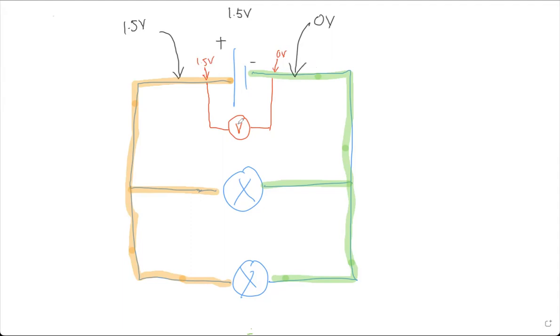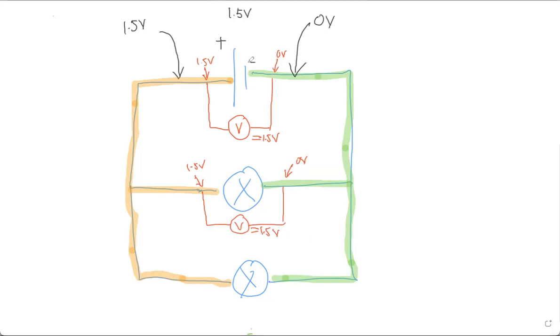Same thing. If I were to put a voltmeter across the first light bulb, this point is still orange, right? It's still 1.5 volt. This point is 0 volt. So this itself will show me 1.5 volt. Is that clear? If I were to put a voltmeter across the first bulb, my voltmeter will show me 1.5 volt. Is this concept clear to you?